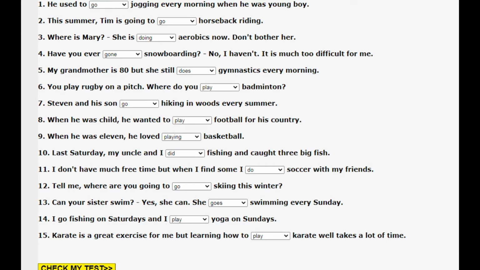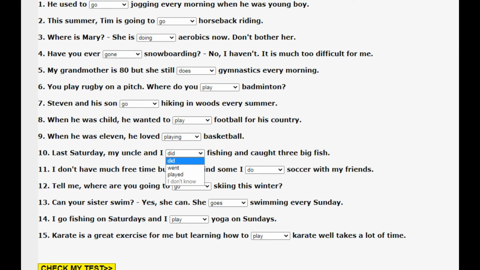Number 9. When he was 11, he loved playing basketball, doing basketball, or going basketball. Again, like number 8, play football, we use play basketball. But why do we use playing? Because it is after the verb love. You can say he loved to play or he loved playing basketball, right? Number 10. Last Saturday, my uncle and I did fishing, went fishing, or played fishing.